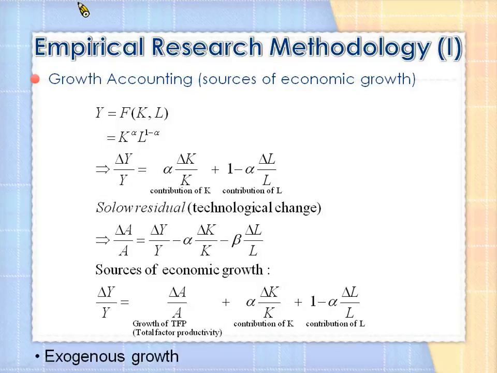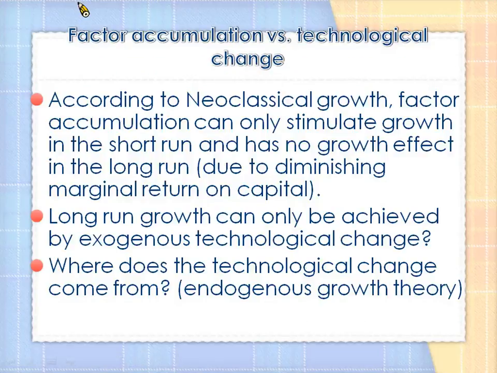We can decompose the sources of output growth into three components. The growth of output equals the growth of capital and the growth of labor, and also together with the growth of productivity. And usually the growth of productivity is the residual from the growth of output minus the growth of the inputs. Then what is left is the technological change.